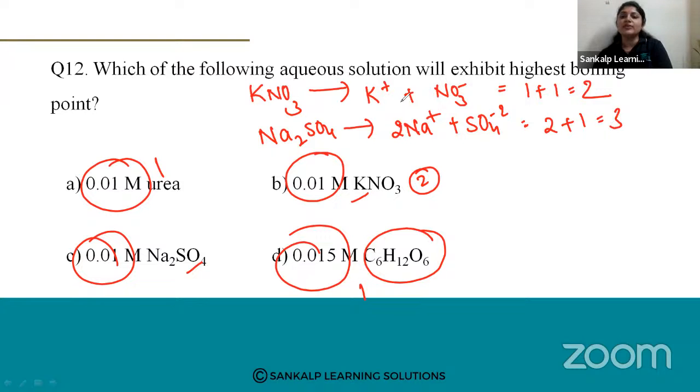So which among the following will have the highest boiling point? It is C. So C is the correct answer.